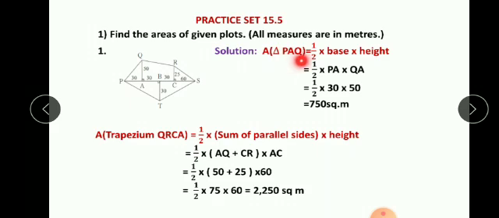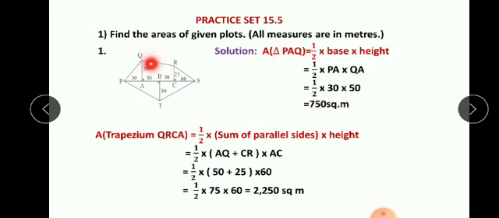Now the area of triangle PAQ is what? It is a right angle triangle. That means half into base into height. So it is equal to half into base. Base is what? This base is PA and height is QA. So half into PA into QA. Now PA is given as 30 meter and QA is given as 50 meter. In the figure the measurements are given. Now after cancellation, 30 with 2, what will you get? 15, and 15 into 50 is 750 square meter. In this way we get the area of triangle PAQ as 750 square meter.